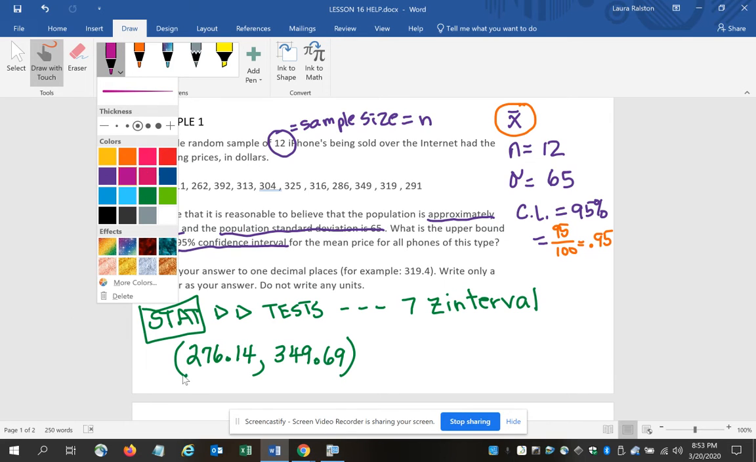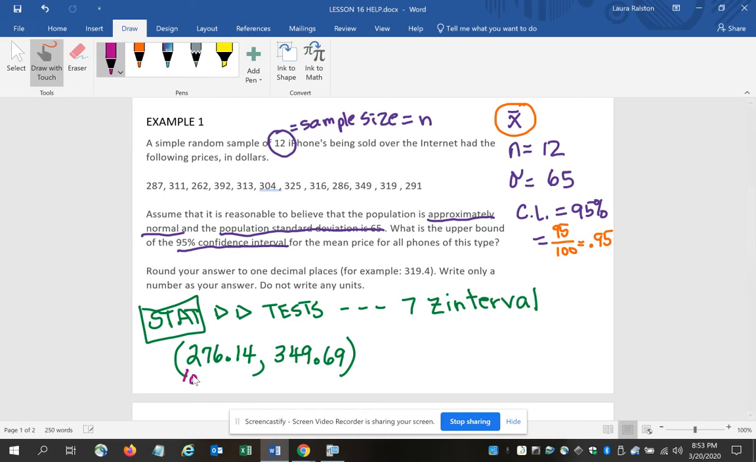The first number would be your lower bound. So the lower bound of my confidence interval, the price of the phone would be $276.14 if you want to look at it that way. And then the second number in the parentheses is the upper bound. And so this question specifically asked me for the upper bound.